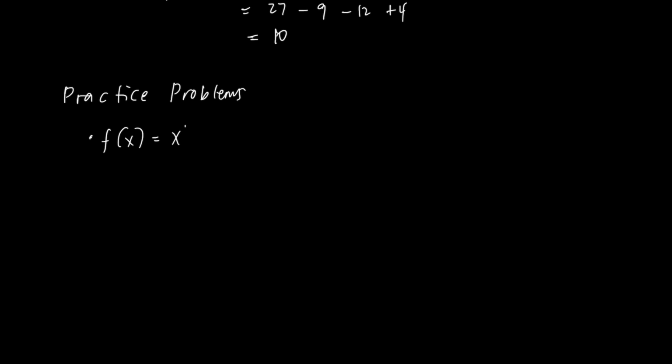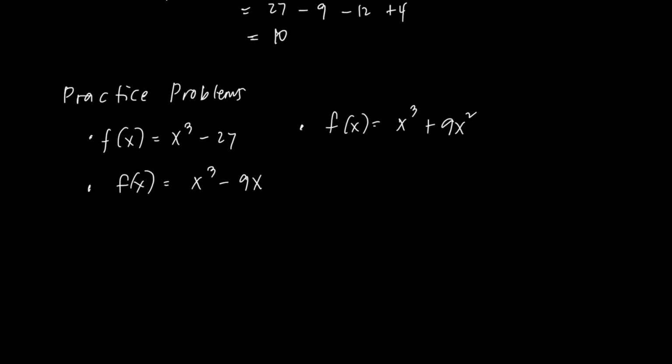Try to graph these. F of x is equal to x cubed minus 9x. We also have f of x is equal to x cubed plus 9x squared plus 14x. Then we have f of x is equal to negative x cubed minus 4x squared minus 3x. Okay. Question?